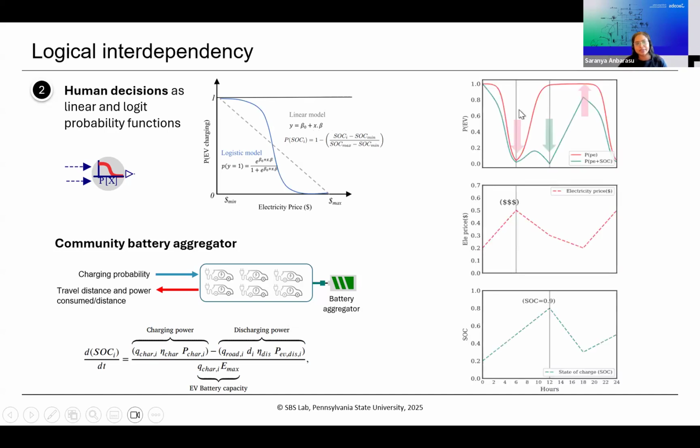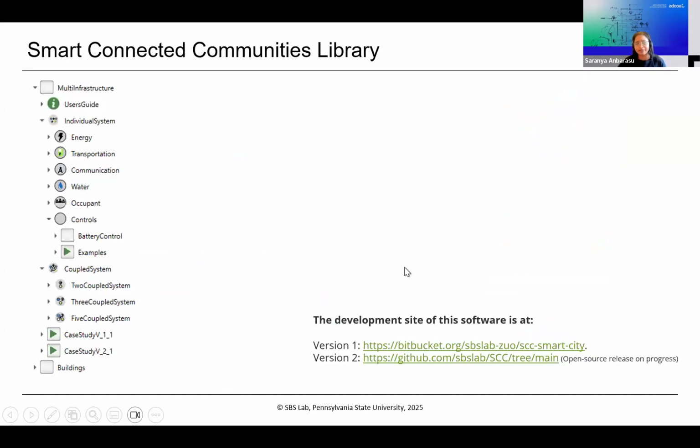Here, when we simulated it, based on the electricity price that you see in the middle plot, and based on the state of charge in the EVs, we saw different charging decisions made by the people. When the prices were really high, no one was charging. And when the state of charge was high, no one was charging either, the green line that you see. And when both the power prices and the state of charge were low, we started seeing more charging happening. So that was how the logical interdependency was modeled.